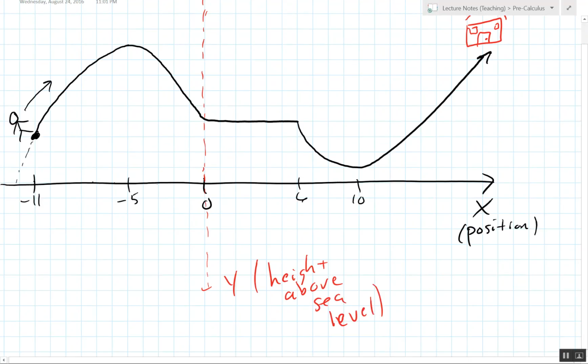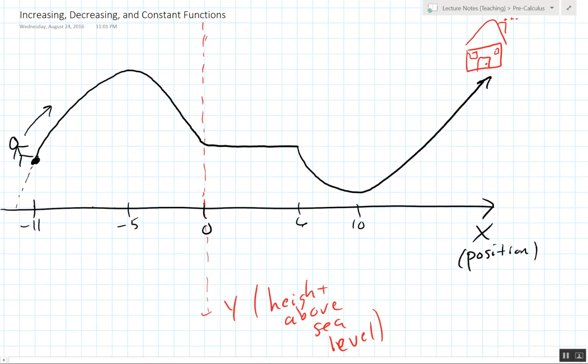And the idea of increasing and decreasing functions is if you're increasing, then your height above sea level is increasing. If you are decreasing, then your height above sea level is getting smaller. And if you're constant, then your height above sea level is not changing.